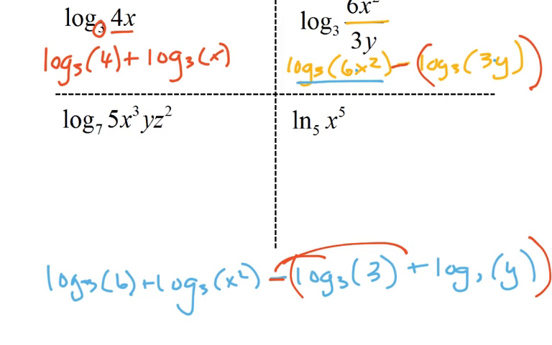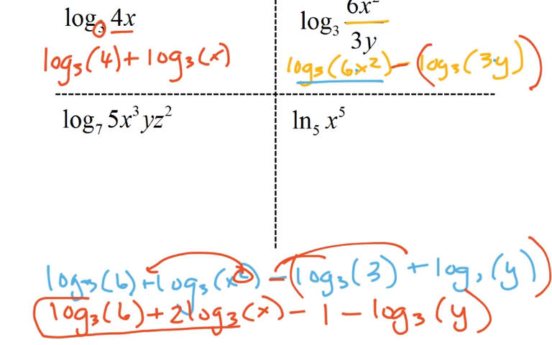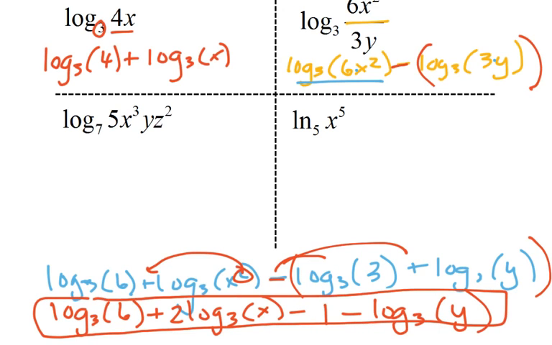As I do that, I'm also going to take any exponent and bring it out front. So we have log base 3 of 6 plus 2 log base 3 of x minus log base 3 of 3, which I'm going to stop right there because log base 3 of 3 is actually 1. So I'm going to rewrite that as a 1. And then minus log base 3 of y. And so this is going to be our final expanded answer.